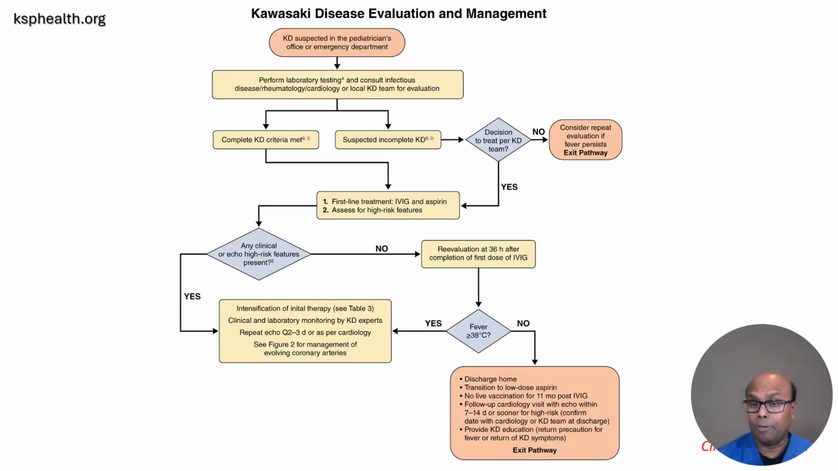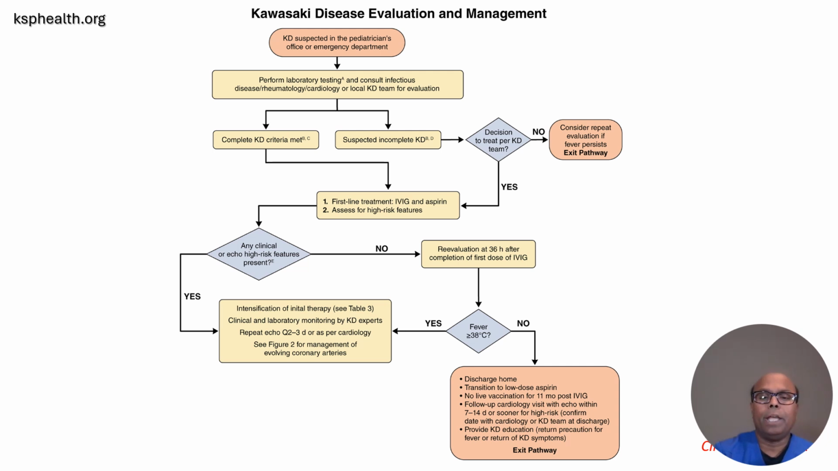This slide shows Kawasaki disease evaluation and management. When suspected Kawasaki disease presents in a pediatrician office or emergency department, perform lab testing and also inform ID, Rheumatology, Cardiology, and the local KD care team, which is available in that hospital. Once the complete Kawasaki disease criteria are met, start IVIG and aspirin and assess for high-risk factors. If there are high-risk factors, intensify the initial therapy, and an echo needs to be done in 2 to 3 days as per cardiology, and follow the management as shown later in the presentation.